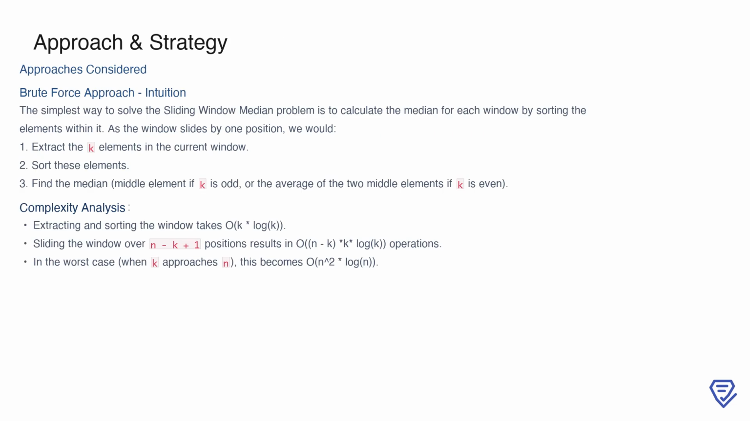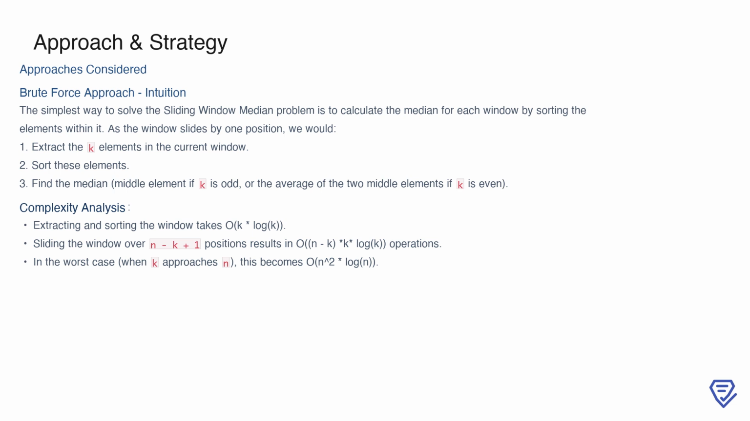To start solving the sliding window median problem, we could consider a brute force approach. The idea here is simple. For every window position, extract the k elements within that window, sort those elements, and then calculate the median. If the window size k is odd, the median would be the middle element in the sorted list.